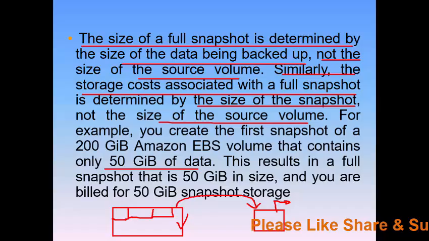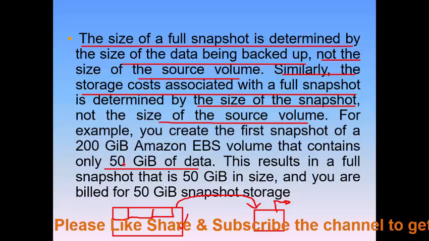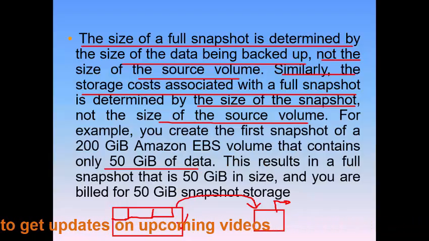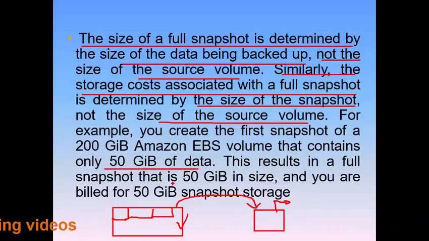The volume size is 200 and there is only 50 gig of data. So the result is that the full snapshot is 50 GB in size, and you are billed for 50 gigs, not for 200 gigs. That is regarding the costing. Don't bother that I have a 200 gig EBS volume, so I have to pay for a snapshot of 200. No, you only pay for the data written there. That is snapshot.